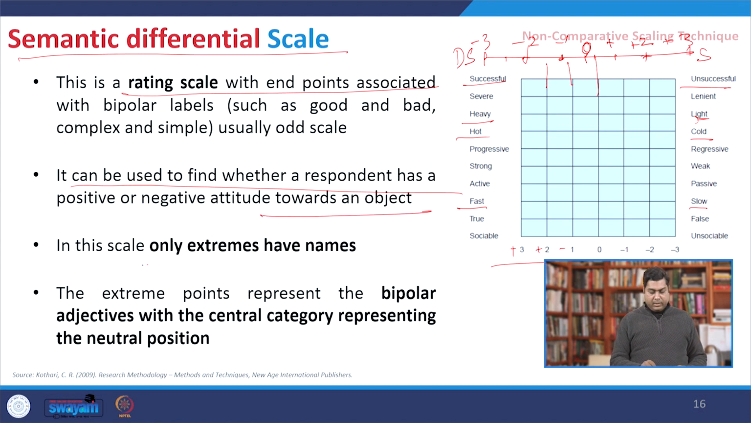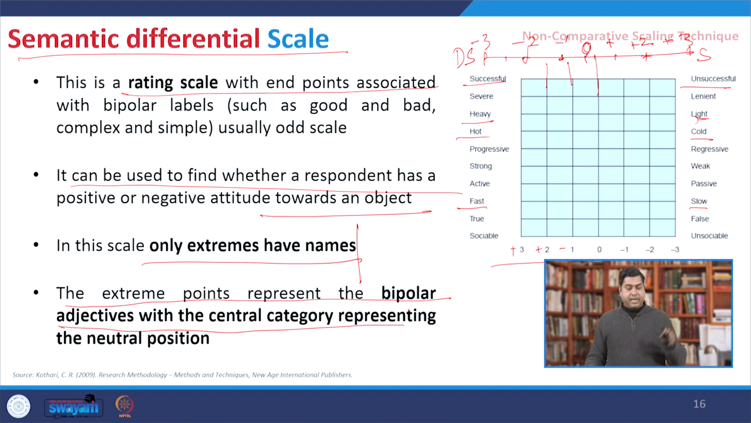In this scale, only extreme points are named. That is why only extremes have names in this particular case. We are not giving any intermediate values or names. The extreme points represent the bipolar adjectives, with a central category representing the neutral position. As I already mentioned, in all those cases, like strong and weak, this is basically the midpoint.